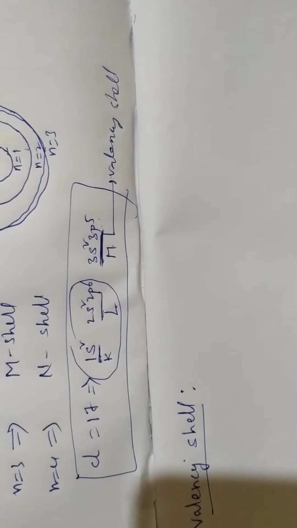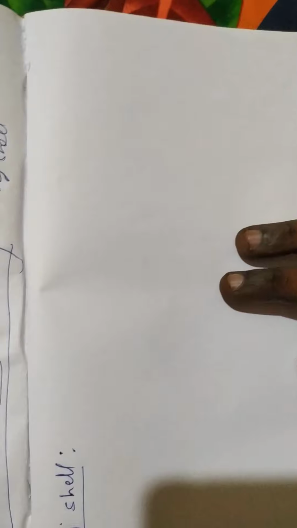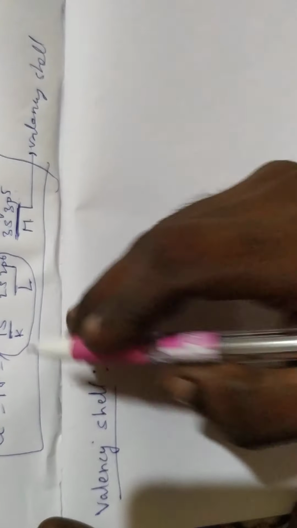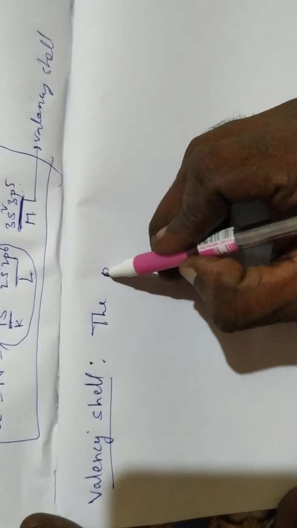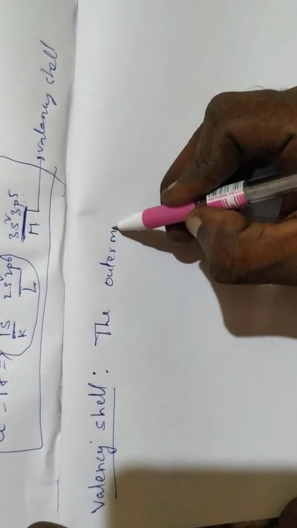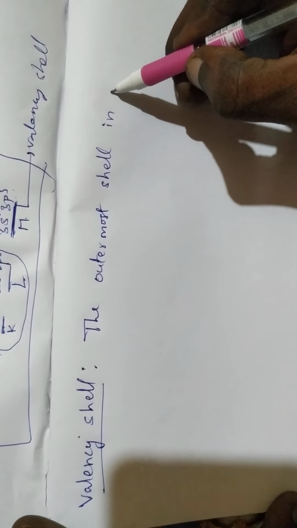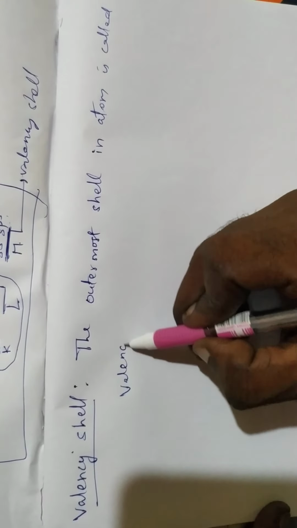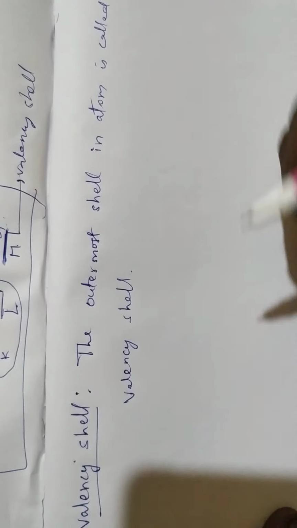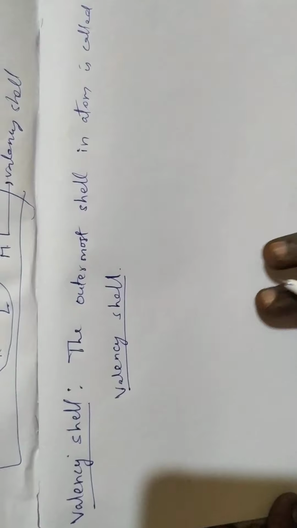Valency shell. The outermost shell in an atom is called the valency shell. Valency shell means it is the outermost shell.